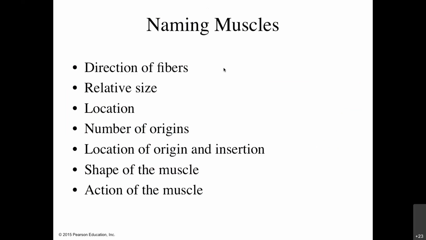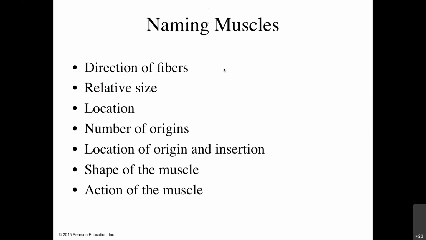Muscles have names for a variety of different reasons. So they might have names for the direction of the fibers. Okay, things like the trapezius form a trapezoid shape with the fibers. They might have their name because of the relative size. We have the fibularis longus versus the brevis, right? Longer versus short. Might be named for its location. The frontalis muscle, for example, is on our frontal bone. So it might be named for where it is.